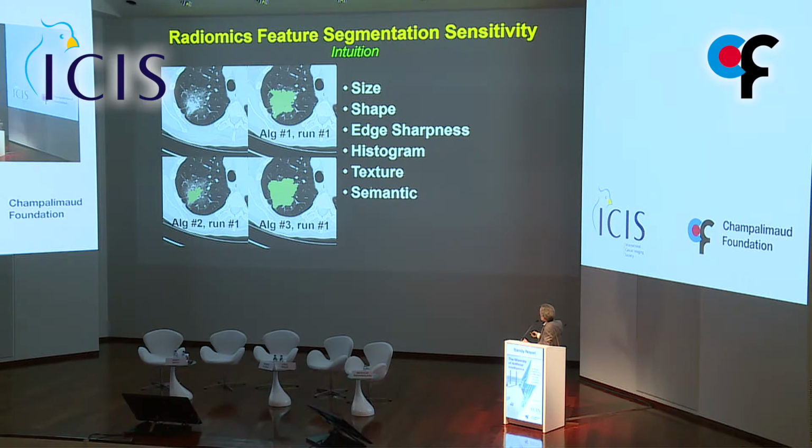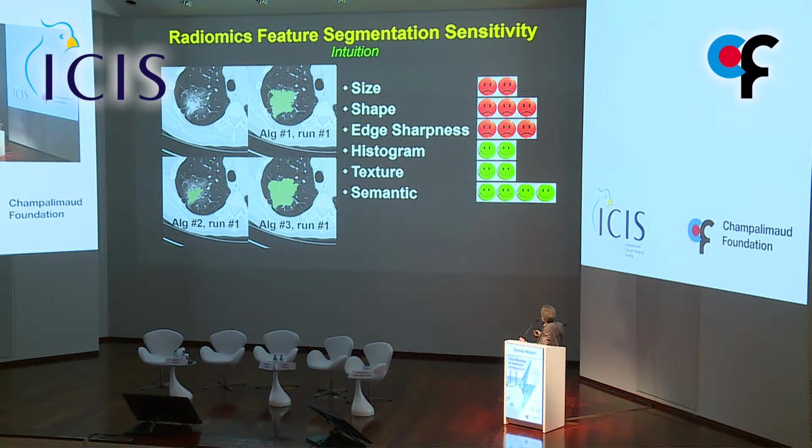Now let's consider the features that we extract from these segmentations. As I mentioned, size, shape, edge sharpness, histogram, texture, semantic features. Let's look at this in what the US would call a consumer reports format. Which ones of these are sensitive to segmentations and which ones are not? Certainly, these segmentations are all different sizes, they have all different shapes, and because the edge is in a different place, if you want to characterize your edge sharpness estimate from these, you're not going to be very happy about it. However, there are some features that may be a little bit more forgiving.